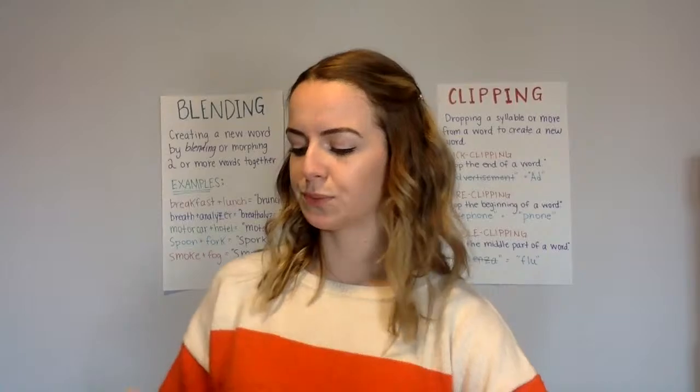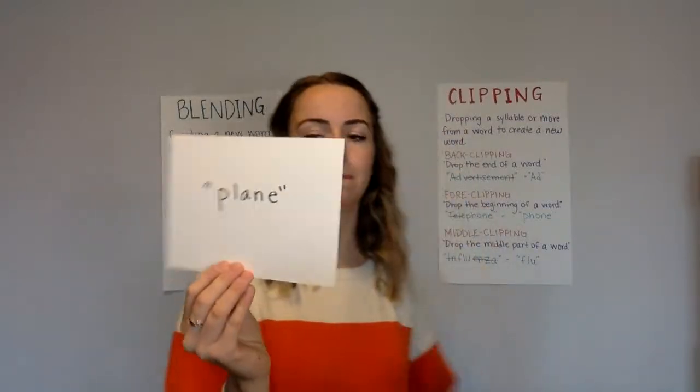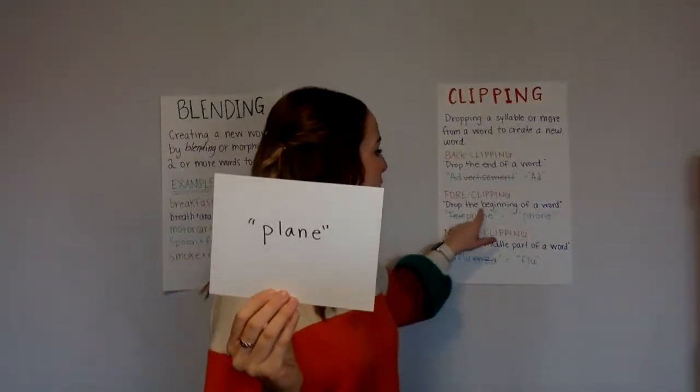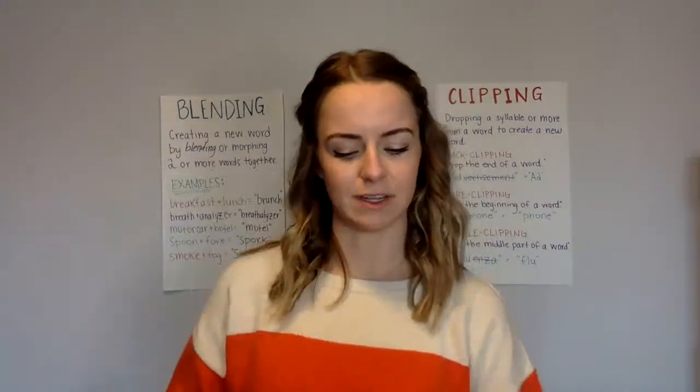Okay. Next word, plane. What is the full word for plane? I'll give you a hint for plane. Plane is a front clipping, so the front part is clipped. Very good. Yes, you got it. It is aeroplane. Another word for plane is airplane, but very good.